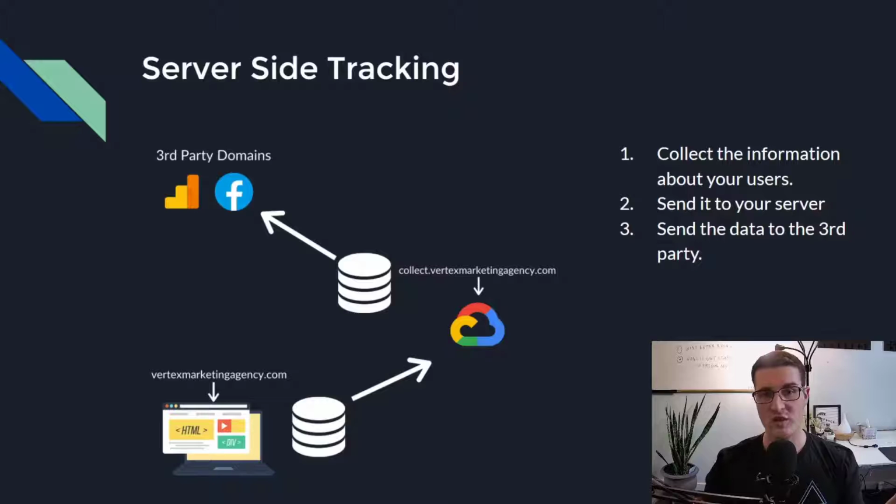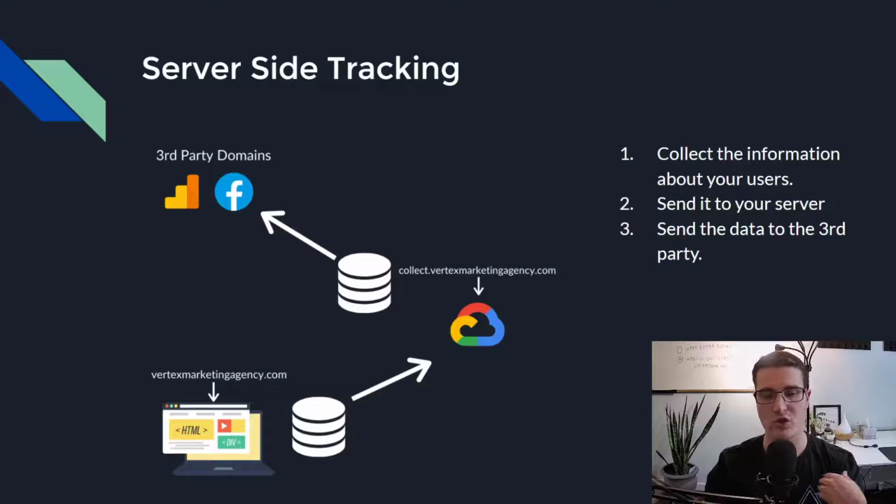So what you can do is actually create a subdomain. For example, let's say our company is vertexmarketingagency.com. Let's say we create a subdomain, collect.vertexmarketingagency.com. I can actually collect the information of our users and then send it to that subdomain. So what I'd have to do is collect all the information that Facebook originally collects when you put the Facebook pixel on your website, and collect that information with the help of probably Google Tag Manager.